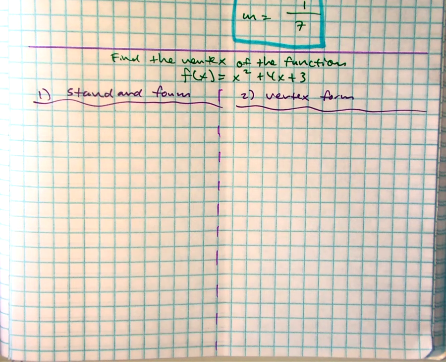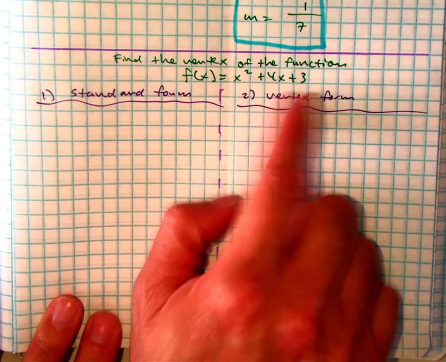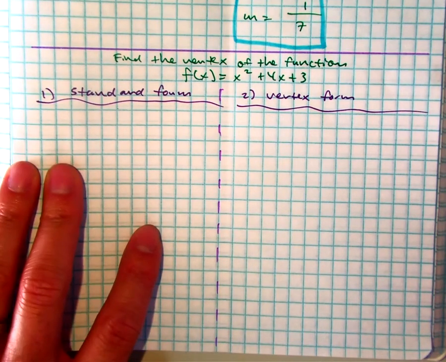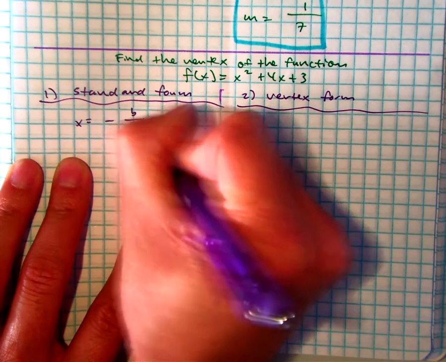Alright, in this problem it says find the vertex of this function f of x equals x squared plus 4x plus 3. It's a quadratic because it has the power of 2. The equation for the vertex is x equals negative b over 2a.